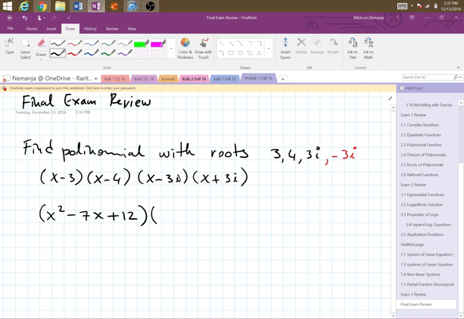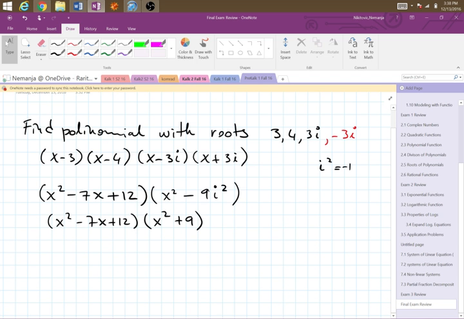Well, let's do this one slowly, because you might be a little bit rusty with these i's. Don't forget that i squared is negative 1. So we have x squared plus 3ix minus 3ix, they all cancel. And then you have minus 9i squared. So that's x squared minus 7x plus 12 times x squared plus 9.